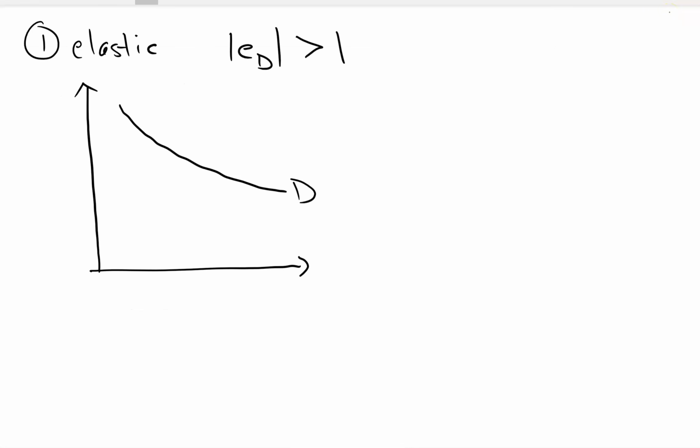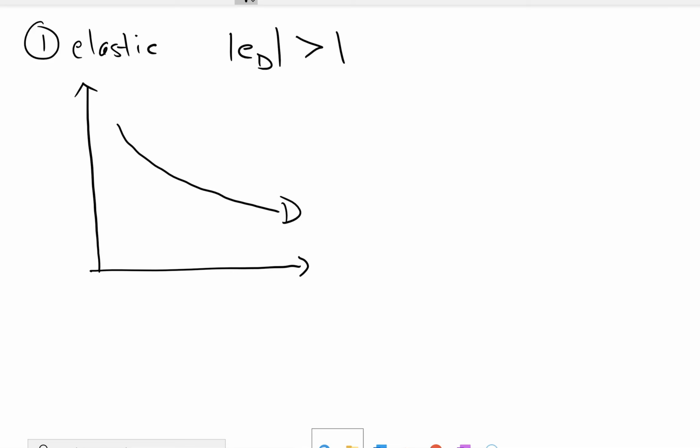Okay, in this video, I'm just going to talk a little bit about different types of graphs that you might see. Okay, so we're going to talk about different types of elasticity you might see in certain graphs. Okay, so let's suppose this is our demand curve. So the first type of demand we have is elastic demand.